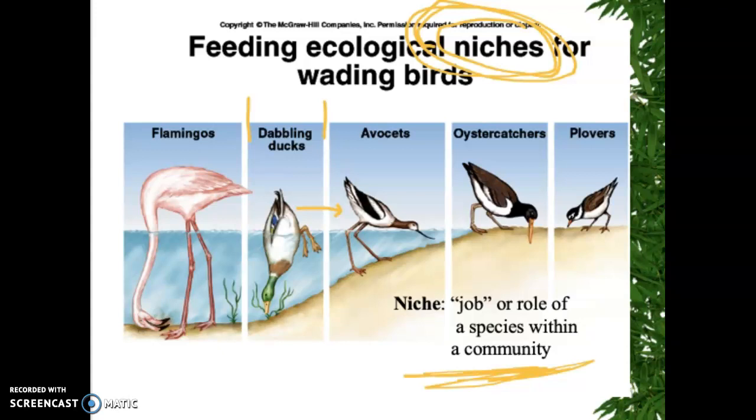Now, as the environment changes, you have to reassess your niche. Are you able to shift or adjust? If not, you go extinct. So we'll talk more about niches in our next lecture and continue to look at the connections between all the species in a community.